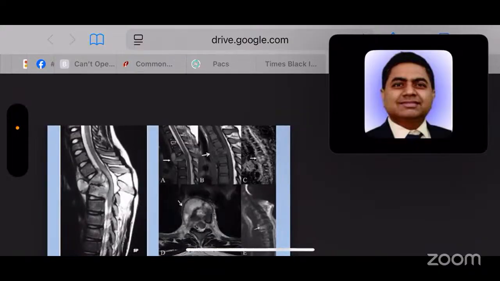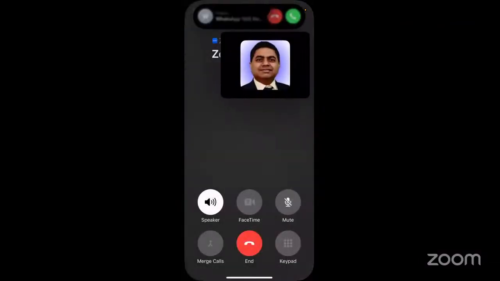So in MRI, in the very first pic, we appreciate that there are three vertebrae involved. There is a destruction of the vertebrae with prevertebral abscess, and there's some abscess compressing on the cord. So, epidural abscess.